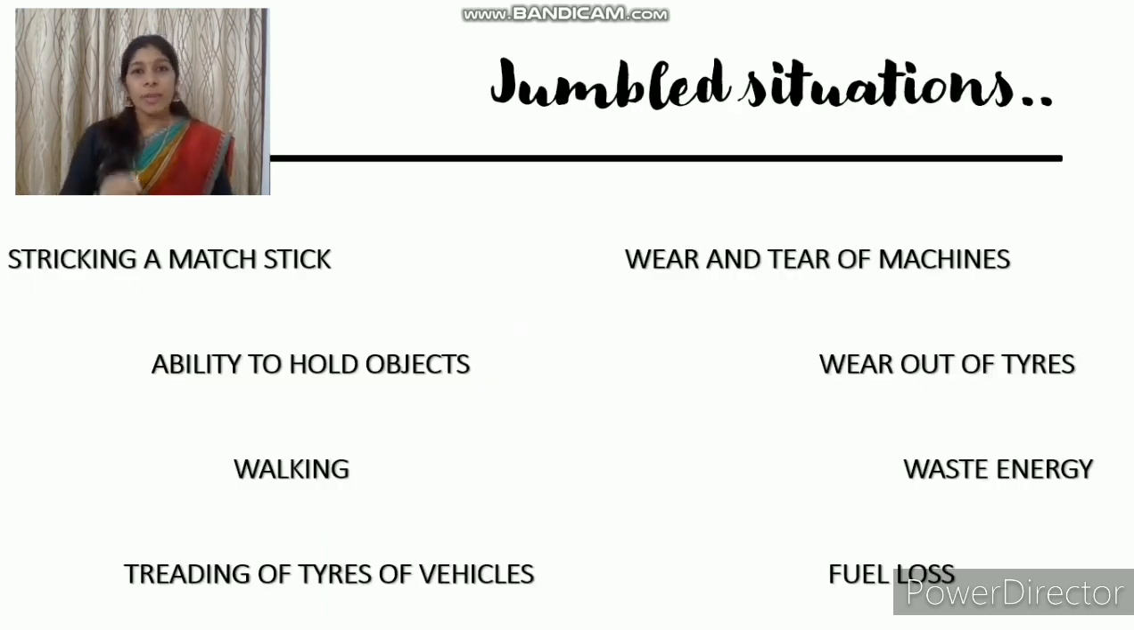Here, I have given you some jumbled situations. You have to group them into friction is beneficial and friction is non-beneficial. Are you ready? So, let's check out the different situations. The different situations are striking a matchstick, wear and tear of machines, ability to hold objects, worn out tires, walking, waste energy, treading of tires of vehicles, fuel loss. Okay, let's group these situations.